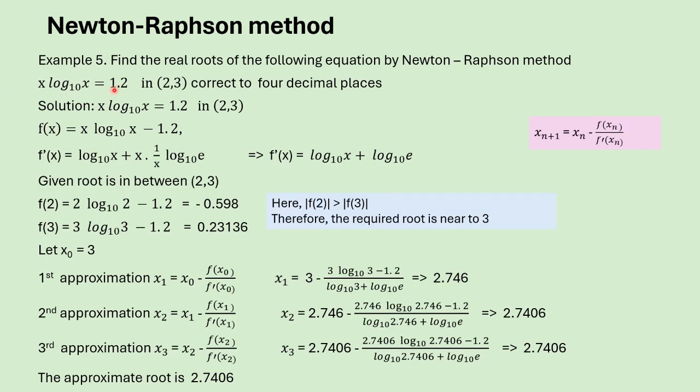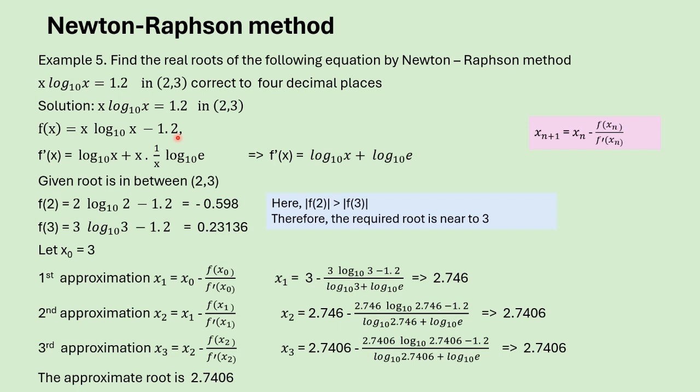Example 5. Find the real root of the following equation by Newton-Raphson method. Here x log x to the base 10 is equal to 1.2, in 2 comma 3, correct to 4 decimal places. So this is the equation here. We have to bring this 1.2 to this side. So we'll get x log x to the base 10 minus 1.2 is equal to 0. And that value we take as f of x.